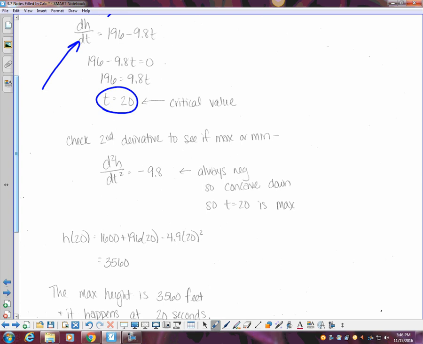and that's just going to give me a negative 9.8. It is always negative, so I know this is always concave down, so I know that at t equals 20, that is a maximum.